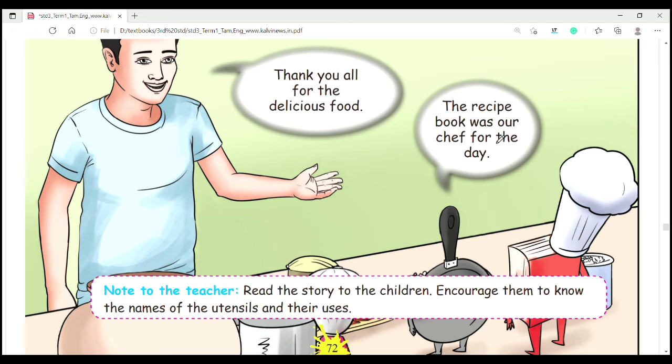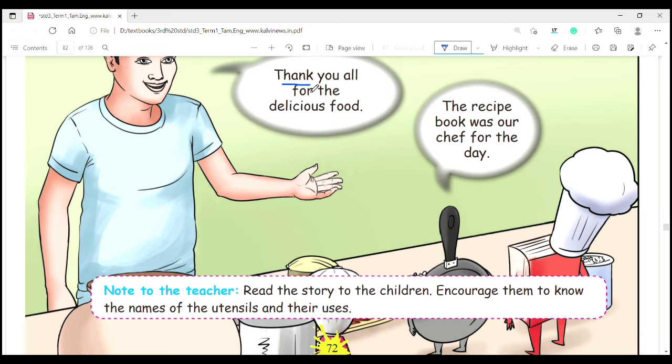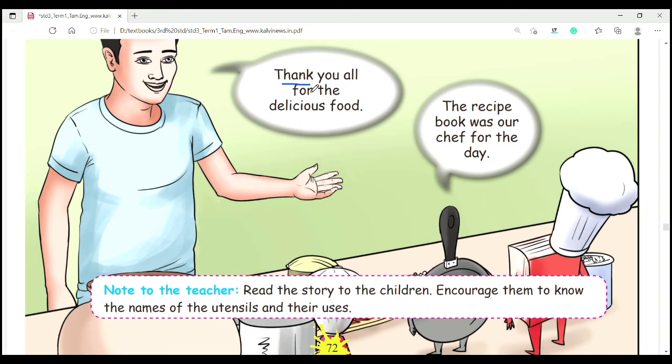And if someone helped you, what should you tell them? Thank you. You should tell them thank you. If your mom cooks a tasty food, உங்க அம்மா உங்களுக்கு ரொம்ப டேஸ்டியான ஒரு ஃபுட் சமைச்சு கொடுக்குறாங்கன்னா, what should you tell them? Thank you, mom, for the delicious food அப்படின்னு சொல்லணும். Okay? Do you understand, children? Hereafter you should tell your mom, thank you for the delicious food. Okay?